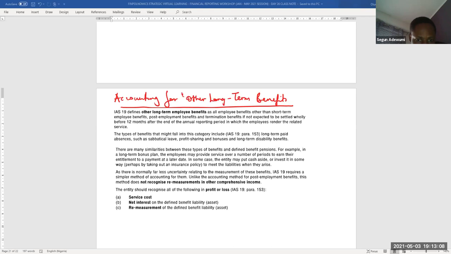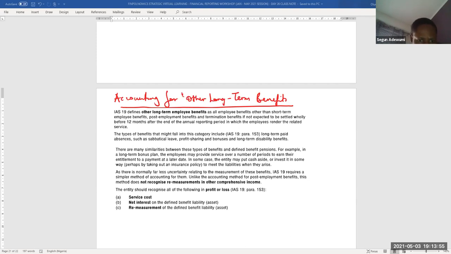There are many similarities between these types of benefits and defined benefit pensions. For example, in a long-term bonus plan, the employees may provide service over a number of periods to earn their entitlement to a payment at a later date. In some cases, the entity may put cash aside or invest it in some way, perhaps by taking out an insurance policy to meet the liabilities when they arise. As there is normally far less uncertainty relating to the measurement of this benefit, IAS 19 requires a simpler method of accounting for them. Unlike the accounting method for post-employment benefits, this method does not recognize remeasurement in other comprehensive income.